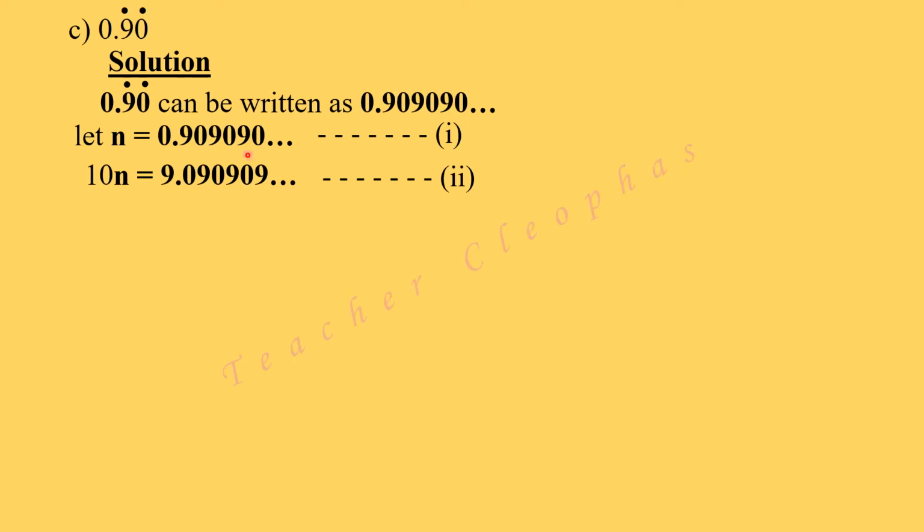If we look at the first and second equation, if we get the difference, we will not have done away with the decimal part. So let us proceed and multiply our second equation by 10. So this gives us 100n equals 90.909090..., and call this our third equation. Now let us inspect the three equations.